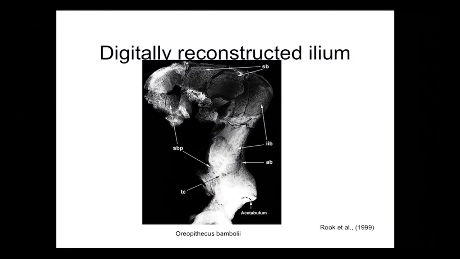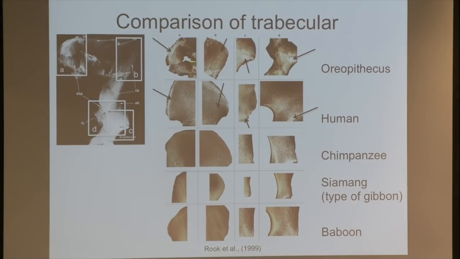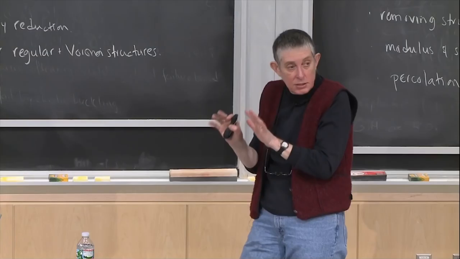And then what they did was they compared the Oreopithecus, the fossil, with the human, and then three non-human primates. So these four images are all from the fossil. These are the human. These are chimpanzee, siamang, and baboon. And this square here corresponds to that one there. This is B corresponds to that one. And C and D are those two there. Okay. So they had these two fossils. They made the digital reconstruction. They looked at certain areas. And then they looked at the same or analogous areas in these other species, and they tried to look for similarities and differences in the bone structure.